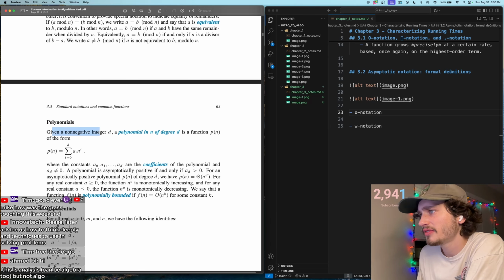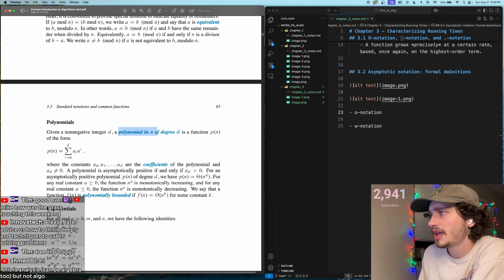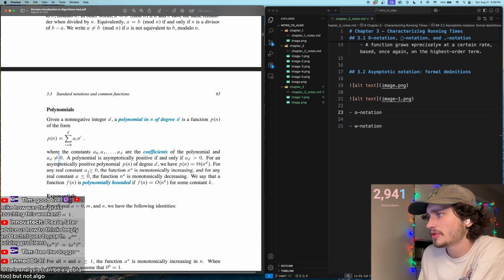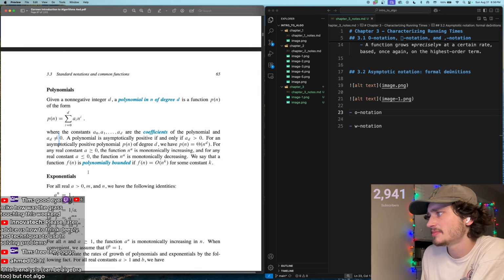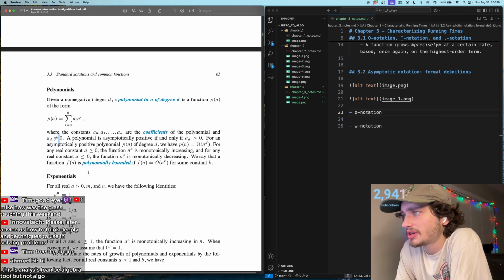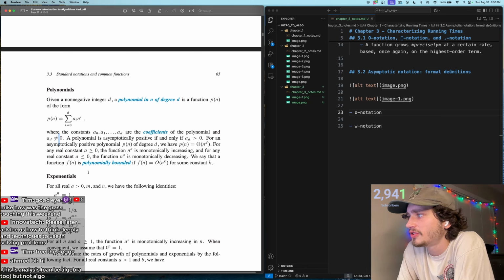Given a non-negative integer d, a polynomial in n of degree d is a function p of n in the form shown, where the constants a0, a1, through a sub d are coefficients of the polynomial and a sub d does not equal 0. A polynomial is asymptotically positive if and only if a sub d is greater than 0. For any asymptotically positive polynomial p of n of degree d, we have p of n equals theta of n to the power of d.